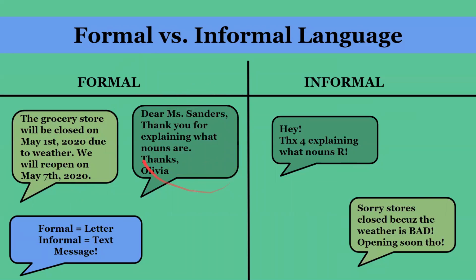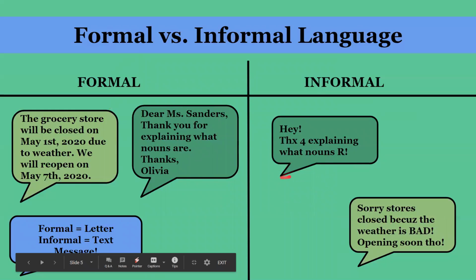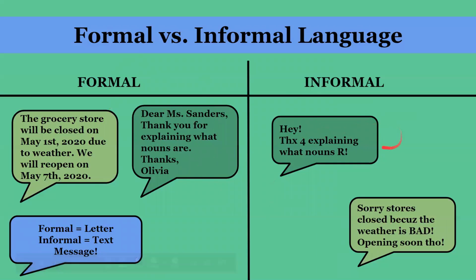Another example is in this green text box. Dear Miss Sanders, thank you for explaining what nouns are. Thanks, Olivia. Informal will be, hey, thanks for explaining what nouns are. So you're not addressing the subject, and you're not saying who you are either. And it's again like text language.